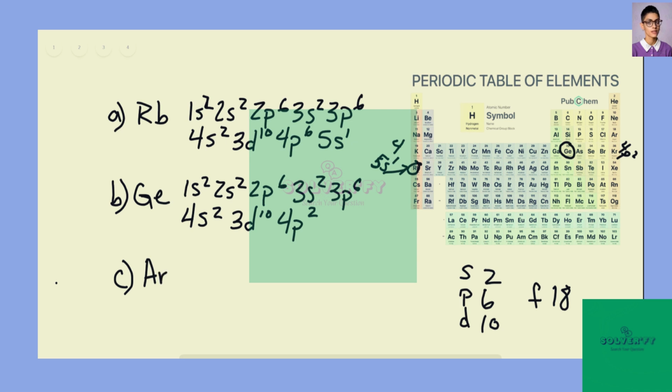And then finally we have argon, which is right over here, in the third row in the P block again. And its final place is going to be 3p6. 1s2, 2s2, 2p6, 3s2, 3p6, and that's the end of that one.